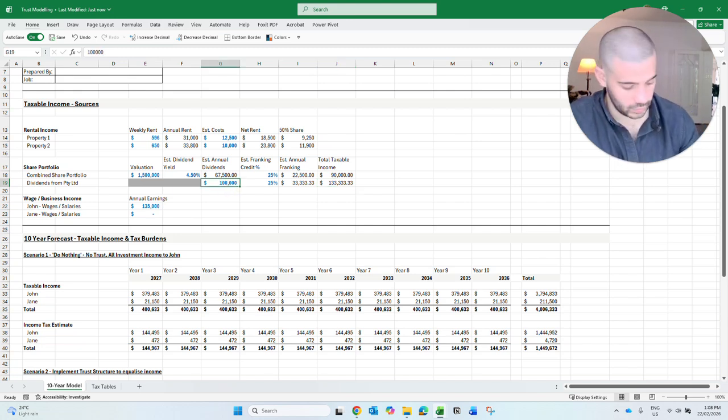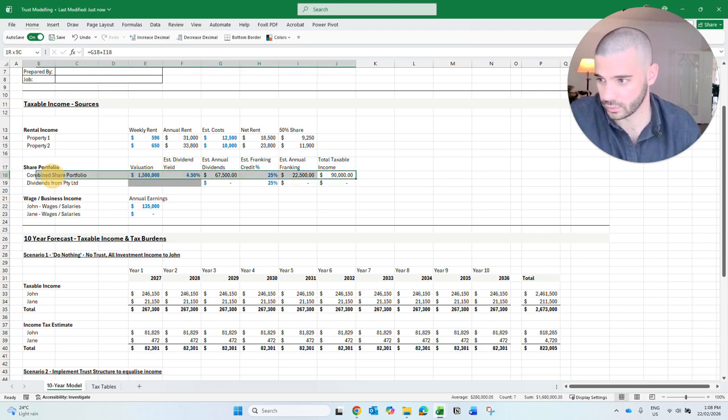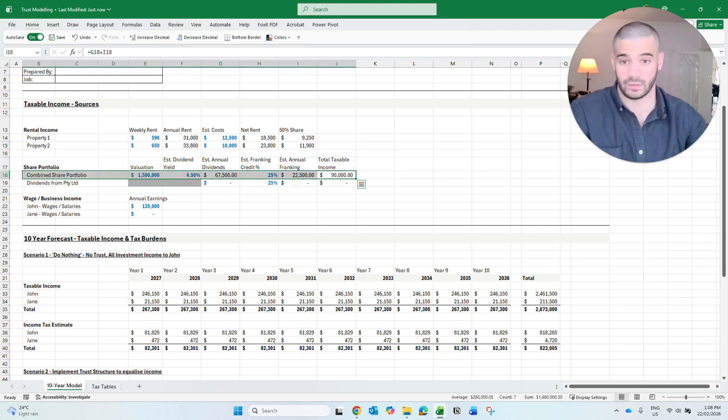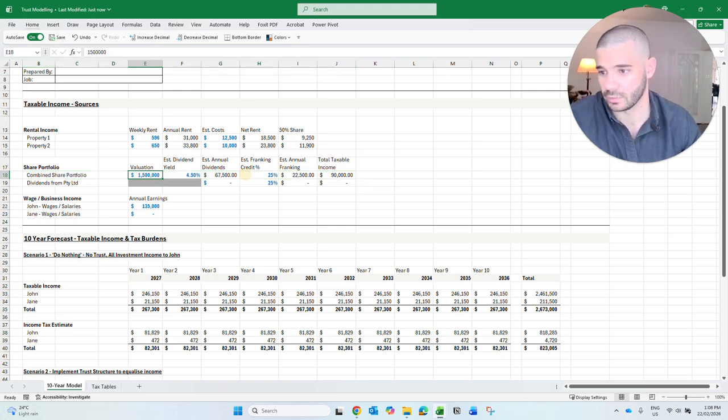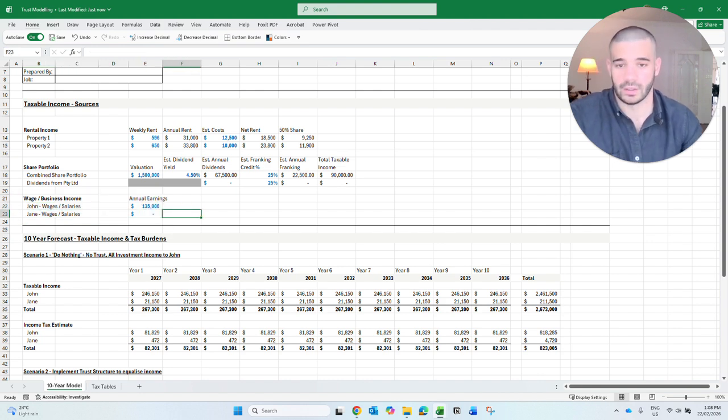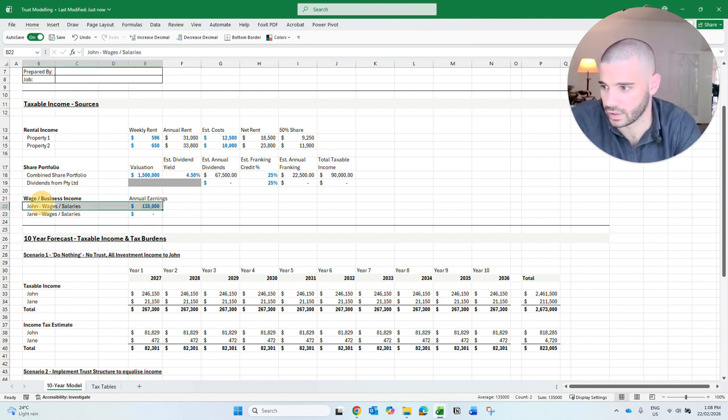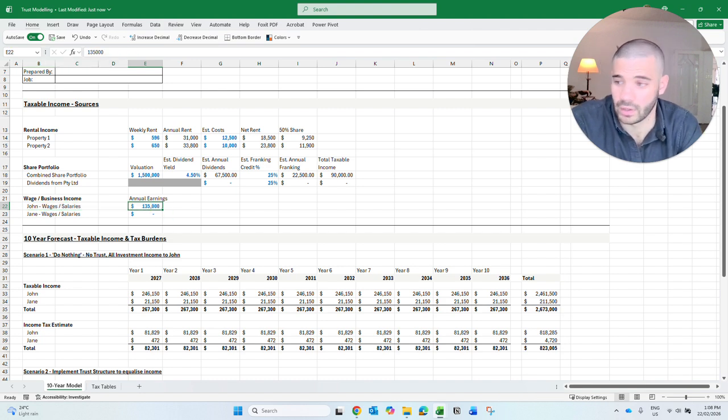Okay, so let's just zero that out and stick with the original scenario where we've received a lump sum of inheritance and we're going to invest it. The other input we want to put in is a salary. Okay, so a salary or wage that we're earning, and in this case we've got John earning $135,000, and we've got Jane, let's just say she's currently at home with the kids, and then we will fiddle with that later to see how it changes the answer.